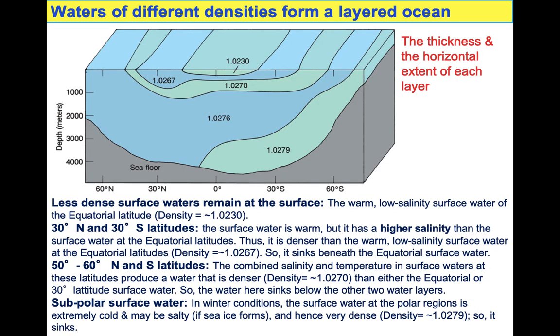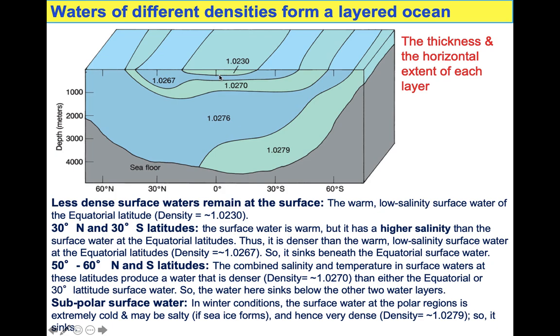So ocean waters with different densities and physical properties form different layers in the oceans. That's why the ocean waters are very much layered, and pretty light, less dense surface waters remain at the surface.